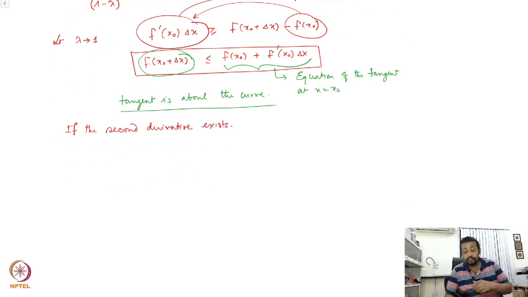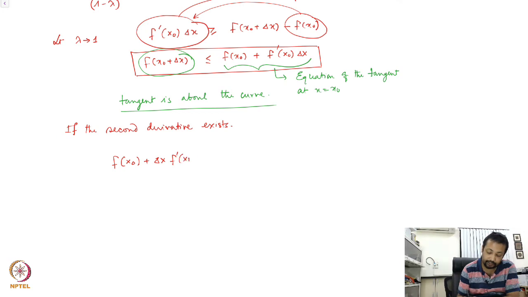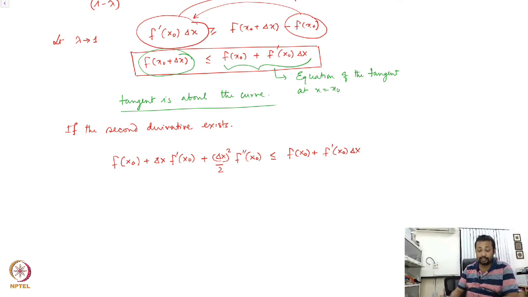Further, if I now assume that the second derivative exists, then essentially I will expand the left hand side to write down as delta x f dash x naught plus delta x whole square over 2 f double dash x naught must be less than equal to f x naught plus f dash x naught delta x, right?